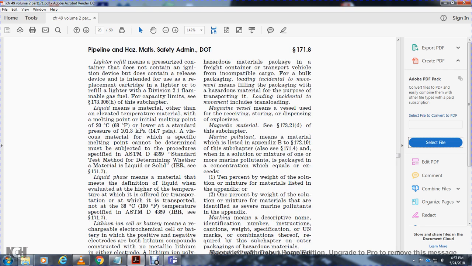Liquid phase means a material that meets the definition of liquid when evaluated at the higher of the temperature it is offered for transportation or at a temperature of not more than 100 degrees Fahrenheit, per ASTM D4359.